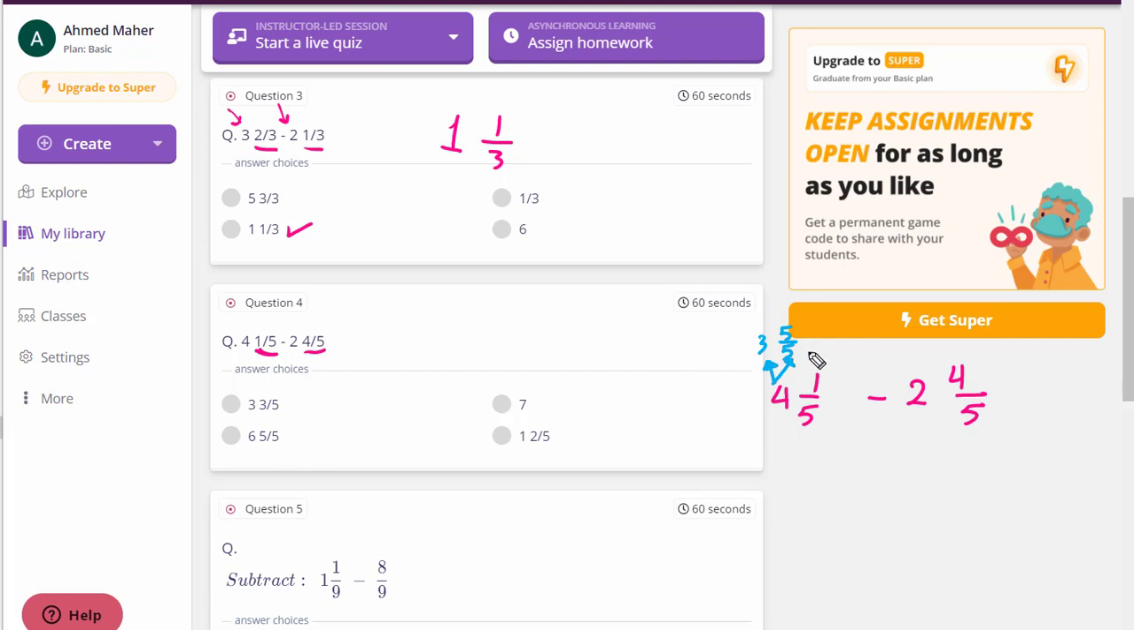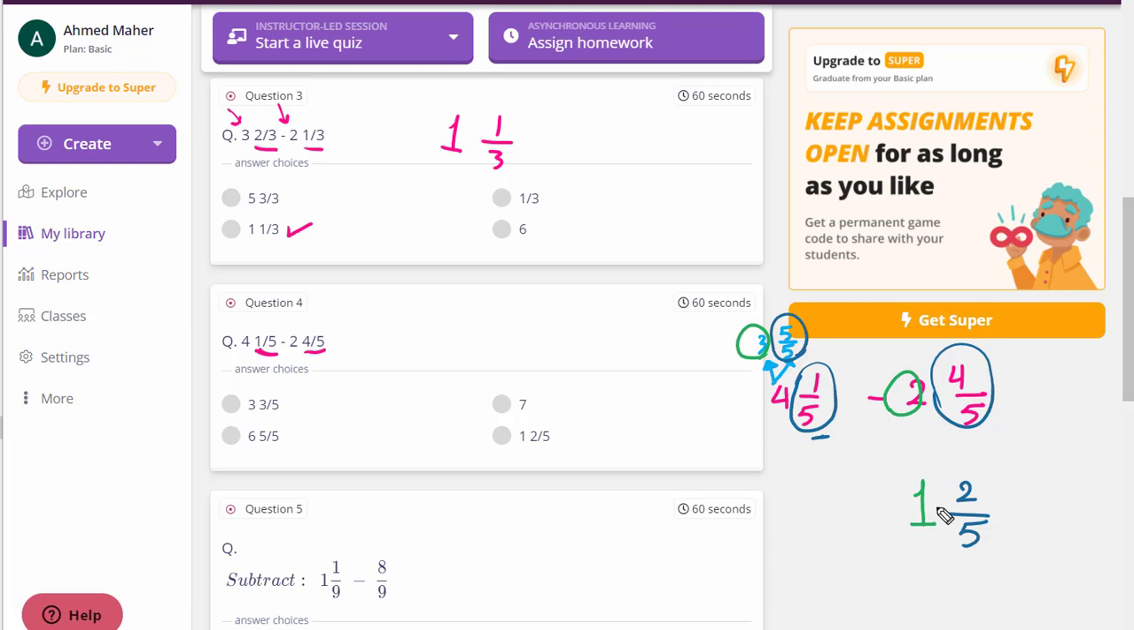Okay, so let's start subtracting first. 5/5 minus 4/5. This is 1/5. And do not forget about the 1/5 that we have here. So we have here 5/5 minus 4/5 is 1/5 and another 1/5. So 2/5. And move to the whole numbers. 3 minus 2, it's 1.